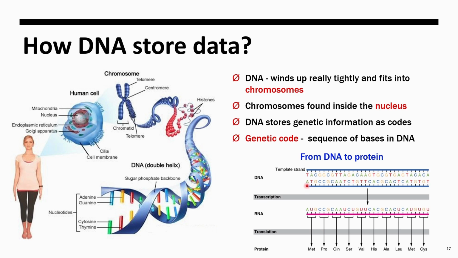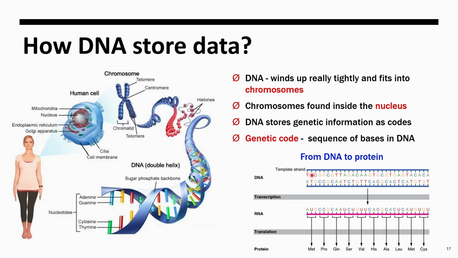You can see when there is T, it becomes A. It's always complementary. T always binds with A. And A, but you can see the letter is different here. Why? Because this is an RNA. RNA do not have thymine, they have uracil instead.